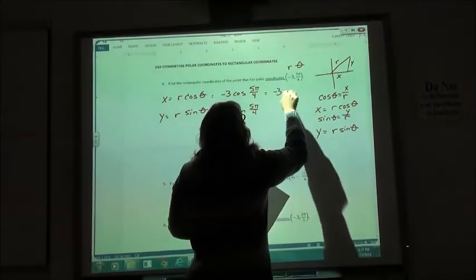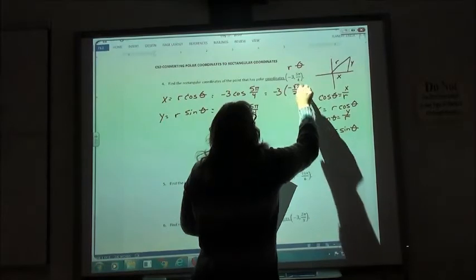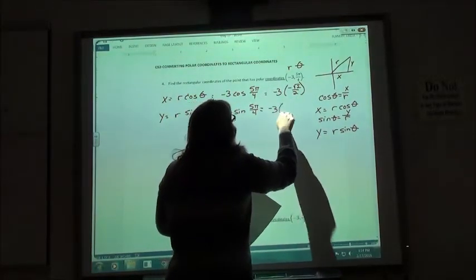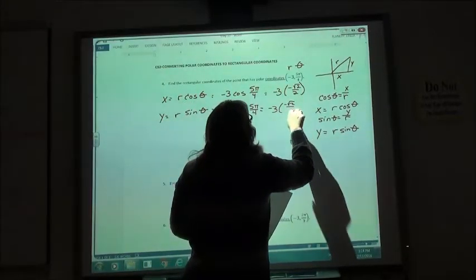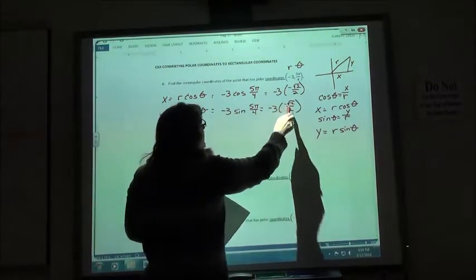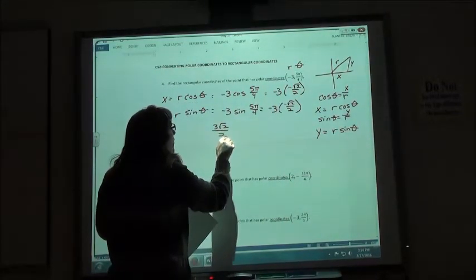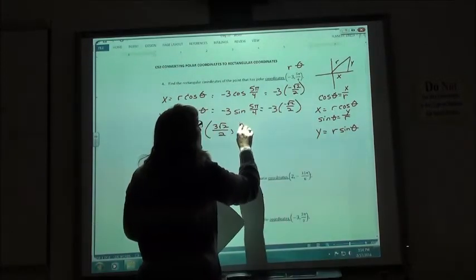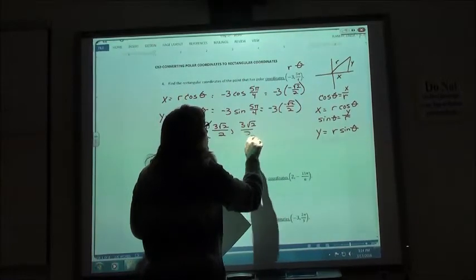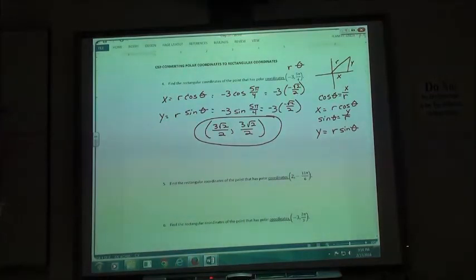So I'm going to have -3 times negative square root of 2 over 2. Here, I'm going to have -3 times the sine, which is also negative square root of 2 over 2. So, multiplying this out, a negative times a negative is going to give me a positive 3 square root of 2 over 2. That's going to be my X value. Here again, negative times a negative is a positive 3 square root of 2 over 2. And so my rectangular coordinates, in this case, I get 3 square root of 2 over 2 and 3 square root of 2 over 2.